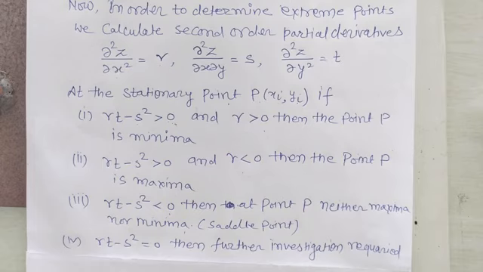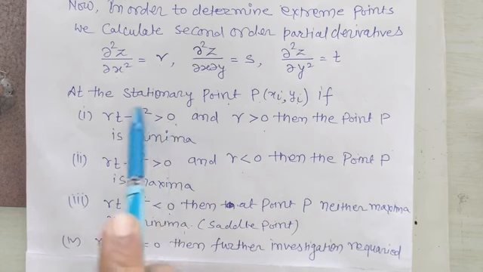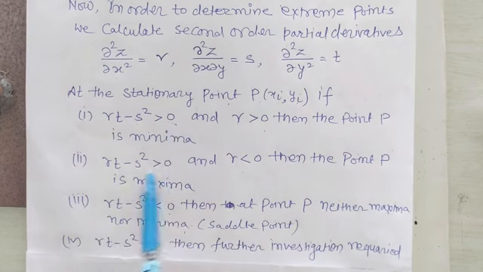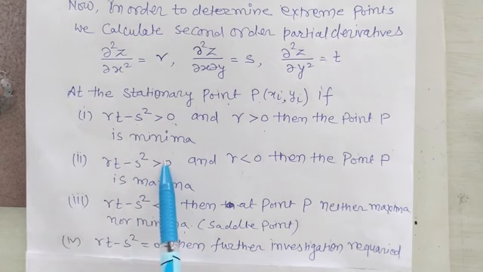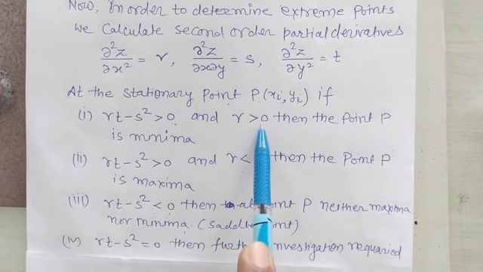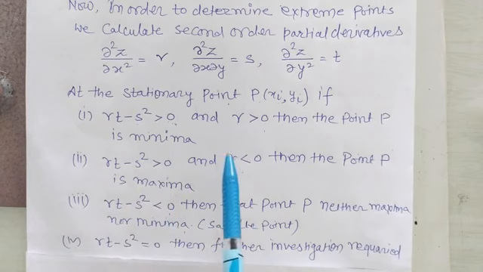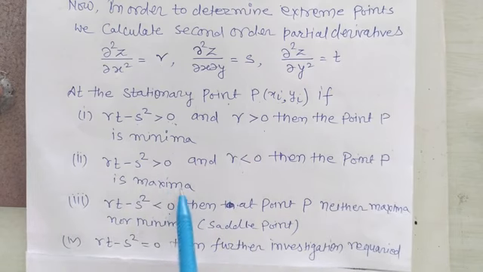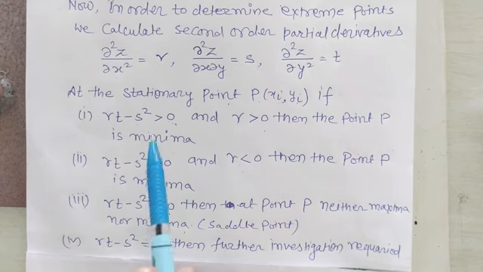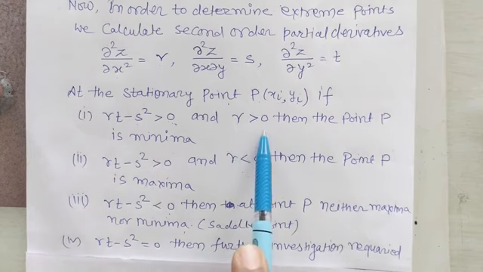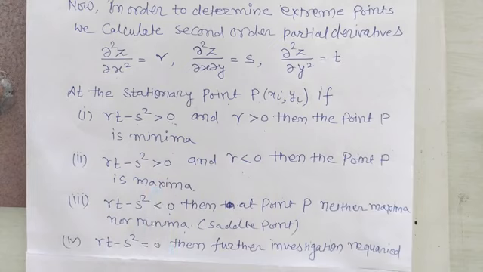So here we observe that for maxima or minima, rt minus s square must be greater than 0. If rt minus s square is greater than 0, then if r is greater than 0, the point P is minima, and if r is less than 0, then the point is maxima. So rt minus s square greater than 0 indicates that there is maxima or minima, which is determined by the value of r. For positive r, minima, and for negative r, maxima.